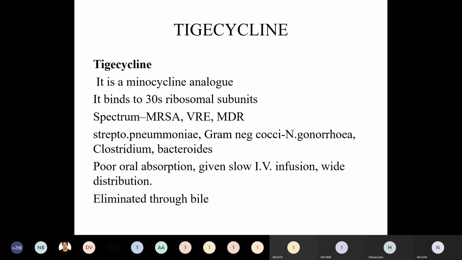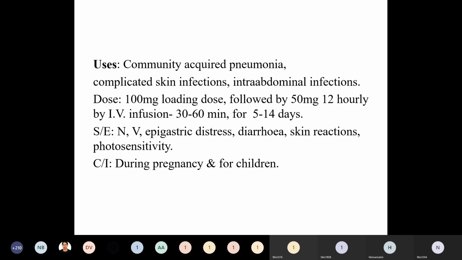Then tigecycline is a minocycline analog. It binds to 30S ribosome subunit, and its spectrum of activity includes MRSA, VRE, multi-drug resistant strains, Streptococcus pneumoniae, etc. Poor oral absorption, given by slow IV infusion, wide distribution, and eliminated through the bile. Used in community acquired pneumonia and complicated skin infection, intra-abdominal infections.